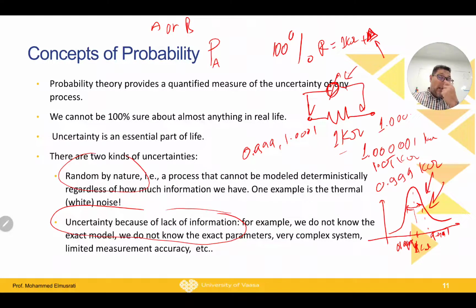So those things that are A and B, the examples that I gave now, are mutually exclusive. It means that they cannot happen at the same time. You cannot get head and tail at the same time. You cannot get rain and non-rain at the same time. You cannot get the car starting and not starting at the same time. Those are mutually exclusive events.